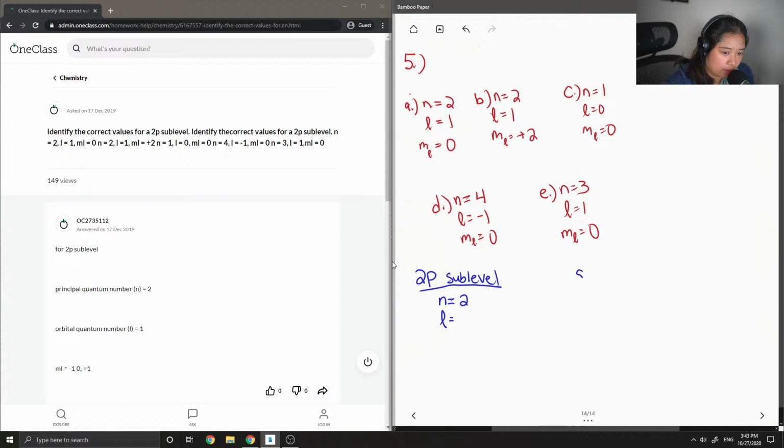So I'm going to write down all the different S, P, D, and F. So for S, its L value is 0. For P, it's 1. D is 2. F is 3. So for 2p, its L is equal to 1. And then to figure out all your different ML values, it's just based on the range of your L. So when L is equal to 1, its range is going to be -1, 0, and +1. So those are all the different values that you could have for a 2p sublevel.